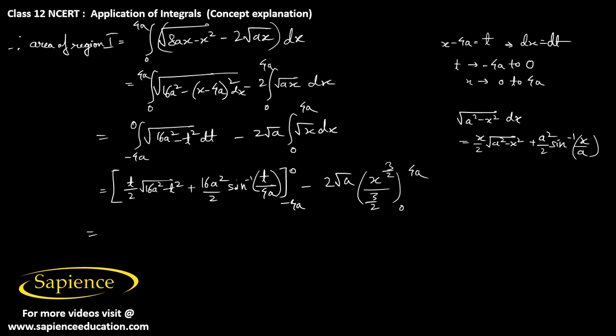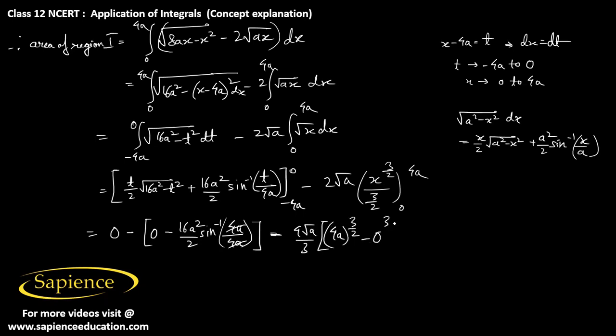So this will be equal to, if you put 0, this will be 0 only, and this will be 0 also. Then 0 minus, if you put 4a, then that will be 0 also. Then minus 4a, so this will be minus 16a² by 2 sine inverse 4a by 4a, since sine inverse of minus x is minus sine inverse x. Okay, so this will become then minus 4 root a by 3, then 4a whole power 3 by 2, then minus 0 power 3 by 2.